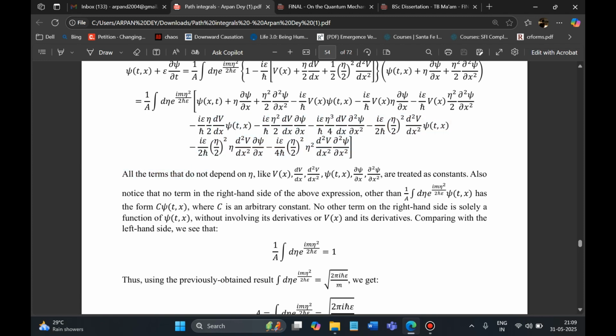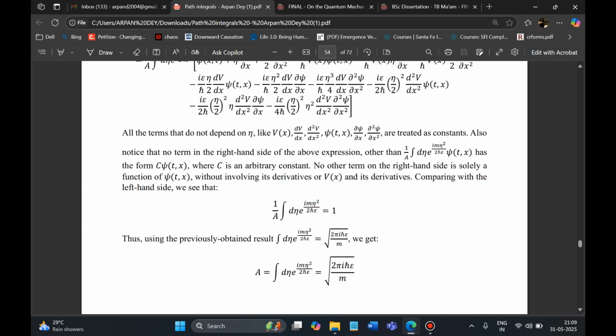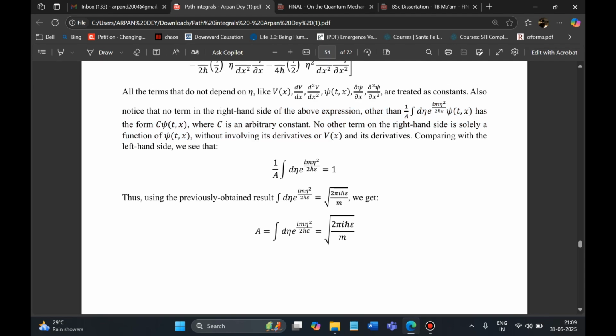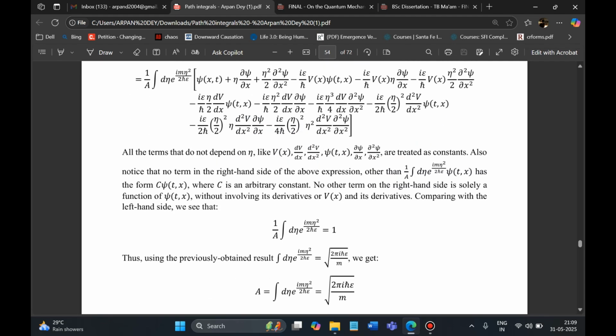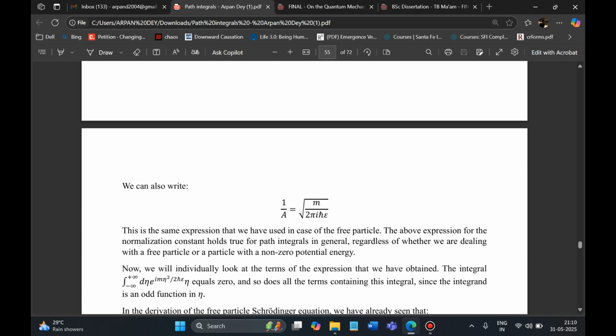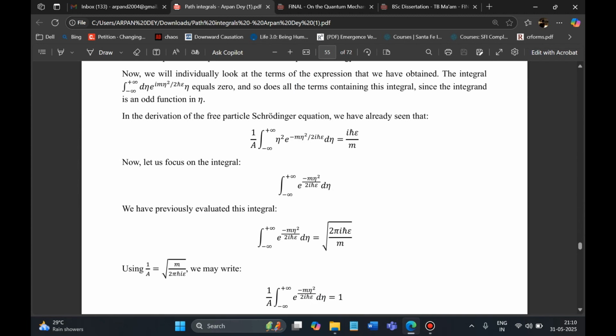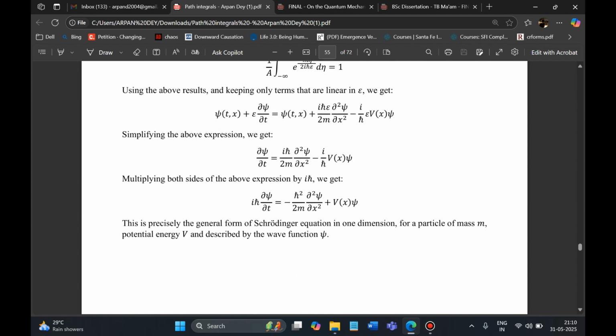Now all terms that do not depend on eta, we're separating them and treating them as constants, because the integration is with respect to eta. We have d eta. So doing that, we will do a comparison between the left hand side and the right hand side, and we will get this result. And we have already previously obtained this, and using all of this, we'll get an expression for 1 over A as well. And using all of this, ultimately, I'll be skipping this part. Ultimately, you can show that you arrive at Schrodinger's equation from this. Okay.